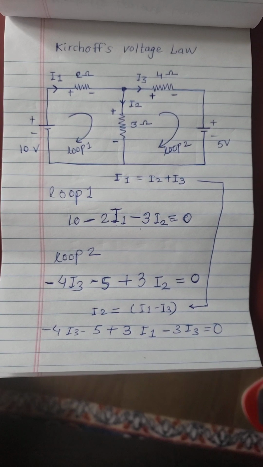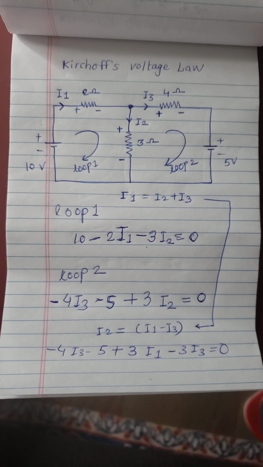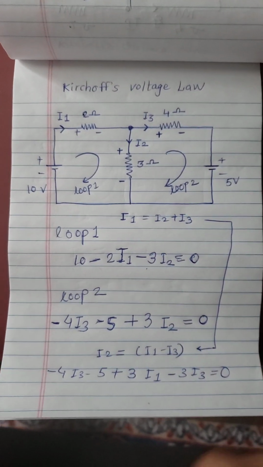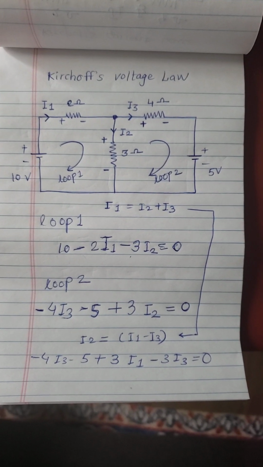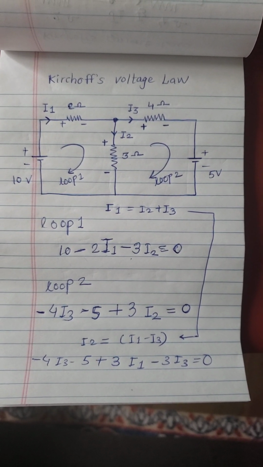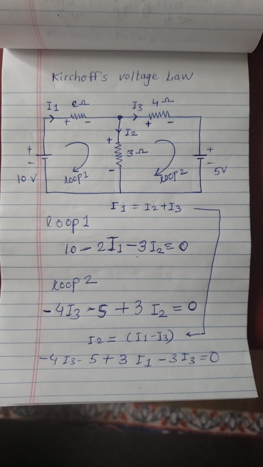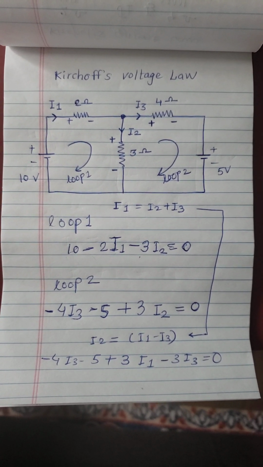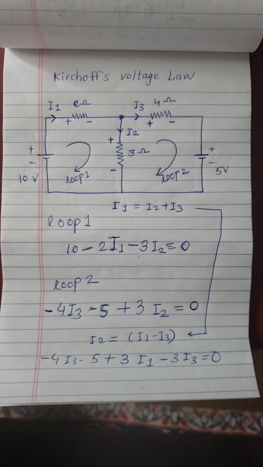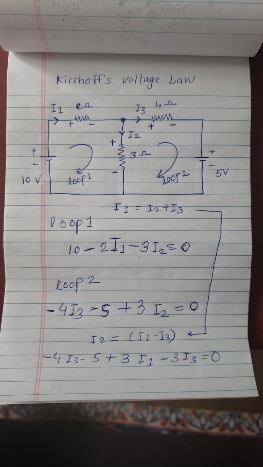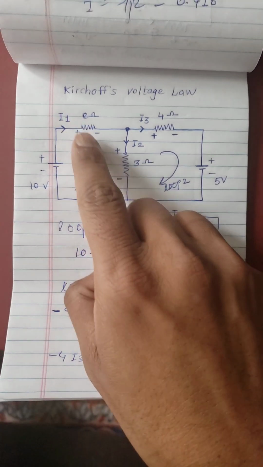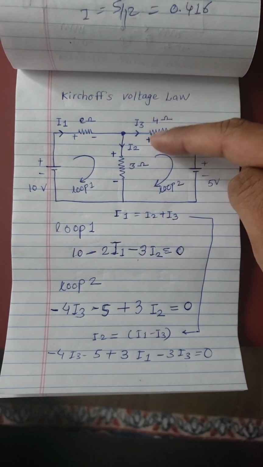So we are going to learn today Kirchoff's voltage law. Kirchoff's voltage law says that for a given loop, the algebraic sum of voltages is always zero. For example, we have drawn a circuit here. It has two batteries, three resistors and two loops, as you can see, loop 1 and loop 2.